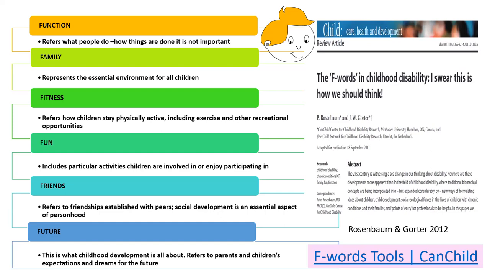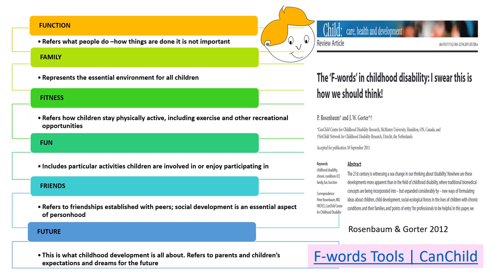Of course, the friendship zone. It refers to friendships established with peers, because social development is an essential aspect of personhood. And of course, it's about the future. Our children will grow up one day. So we need to focus on what the children's and the parents' expectations and dreams for the future are.